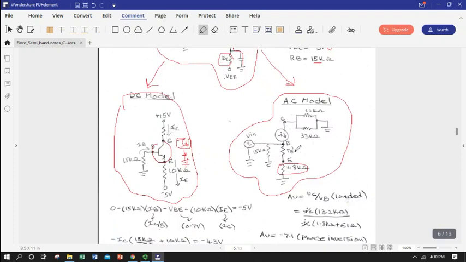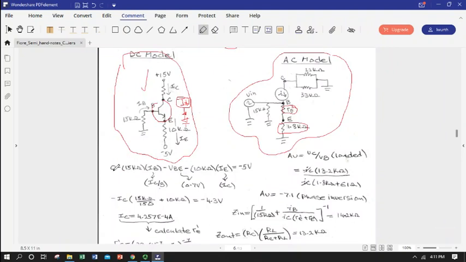Okay, so first order of business is to calculate r little e, the emitter resistor of the transistor itself. So we're going to have to get our I sub C operating point from our Q point, and that's the whole reason we did our DC model.